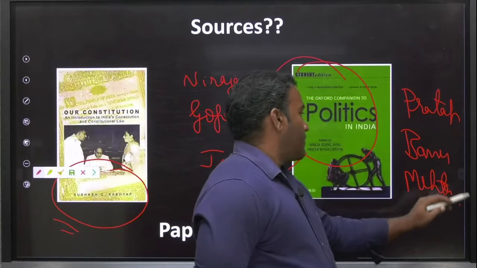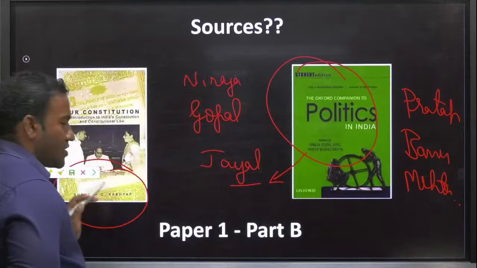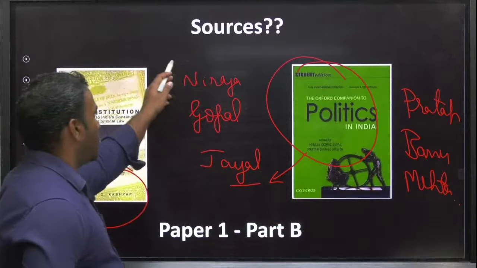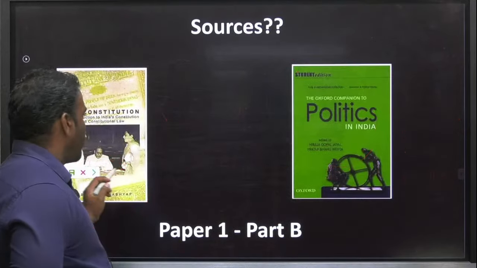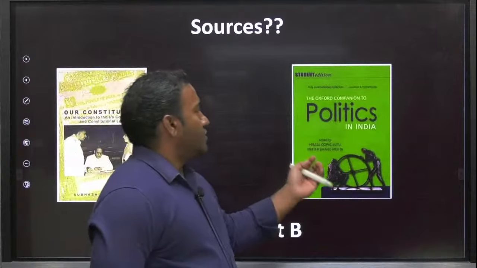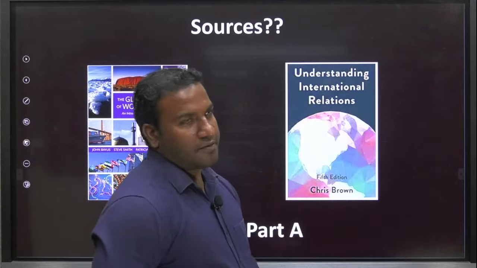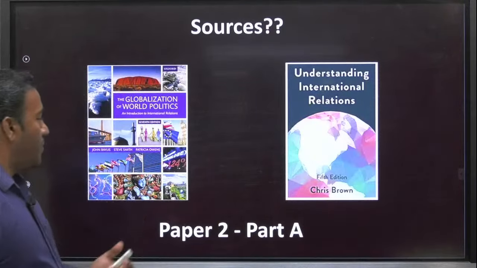Pratap Bhanu Mehta. Yes. So like Subhash Kashyap's Our Constitution, and Pratap Bhanu Mehta and Neerja Gopal Jayal's politics. So we can refer to these. This also contains the GS2 polity part again. Then come to the next, paper 2.